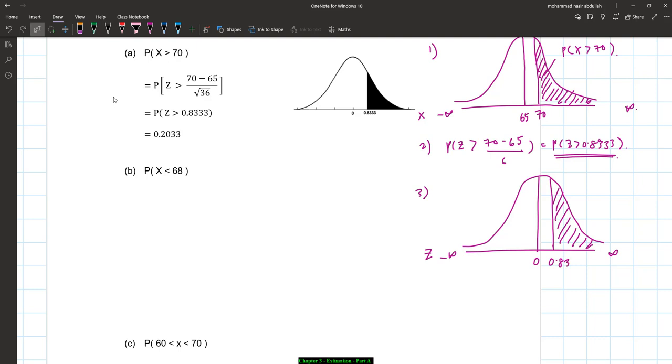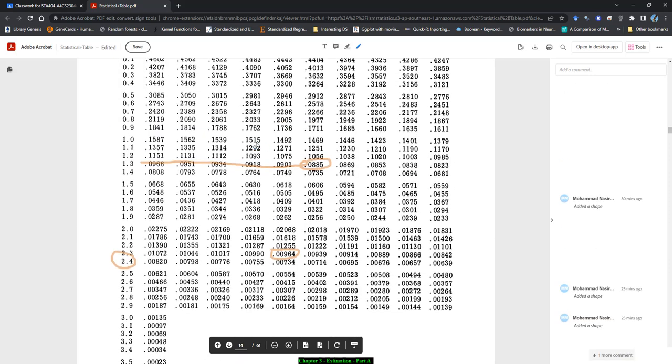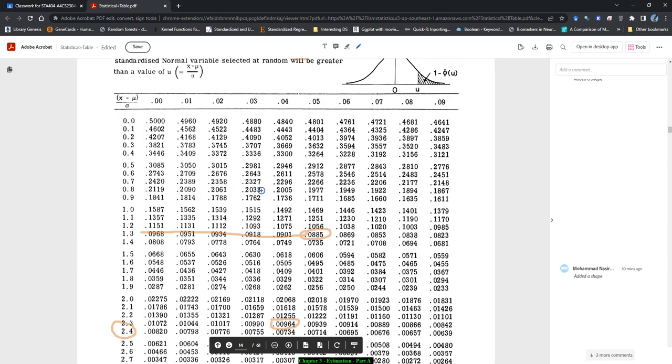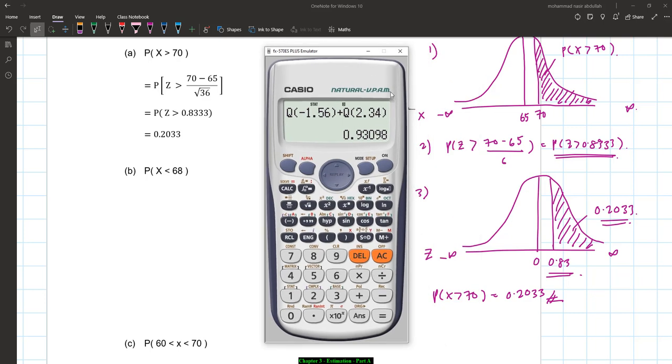So this is 0.8333 lah, right? But in a statistical table, they only give you 0.83, right? So kita tengok 0.83, table number 3. 0.83 here is 0.2033. So this is equal to 0.2033, right? So we can say that the probability of x more than 70 is equal to 0.2033.